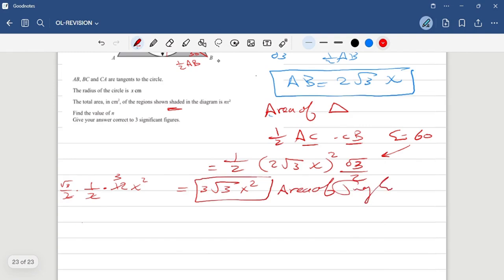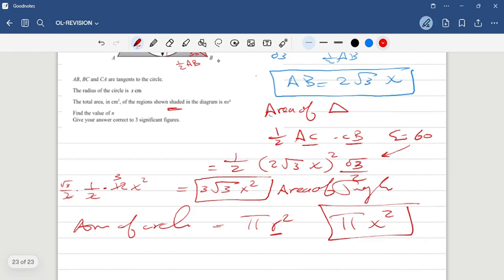Now I need to find the area of the circle. The area of a circle, as we know before, is equal to pi r squared, and the radius here is represented by x, so it will be pi x squared. So this is the area of the circle.